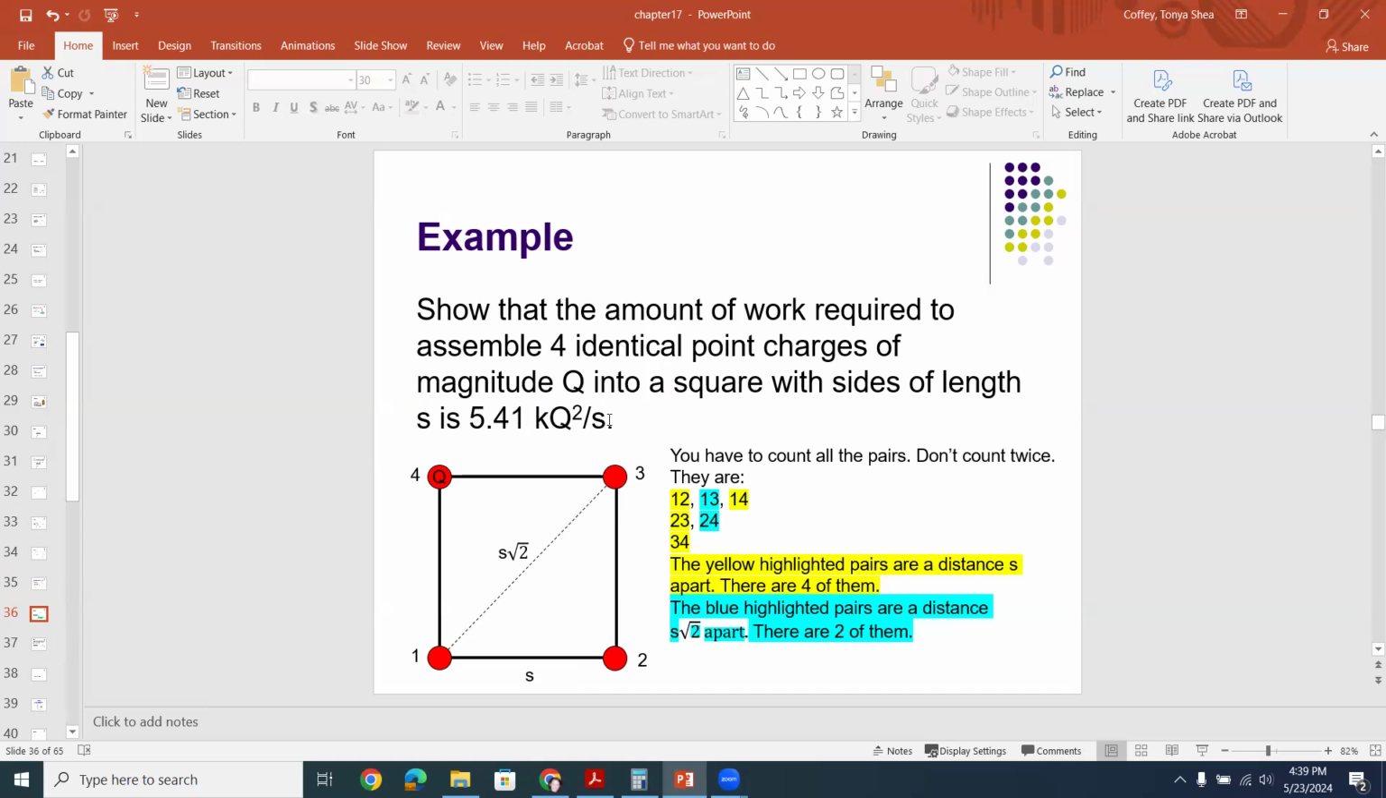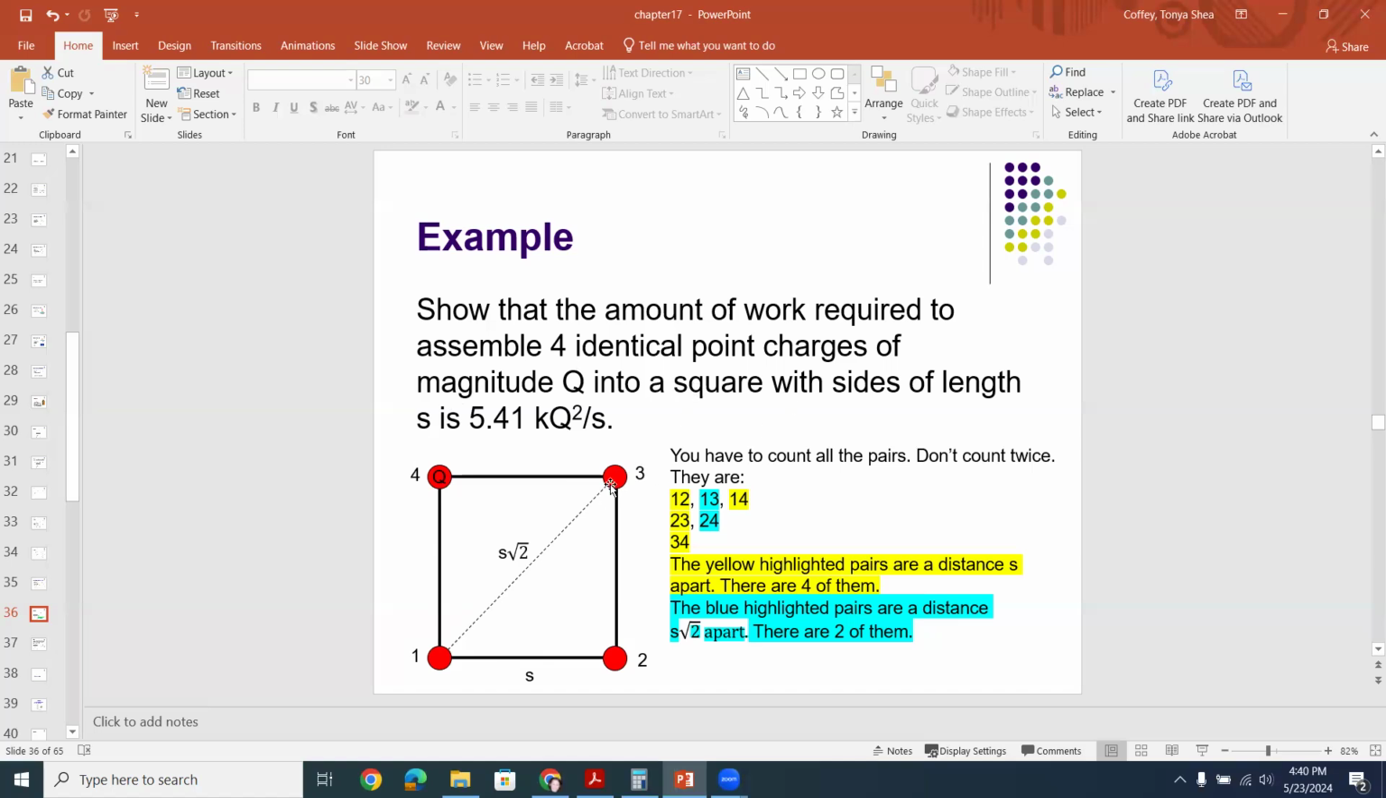Okay, so this is a proof. We're proving that this is the answer. We're showing that it's true. So we've got to find the potential energy for this entire system, because remember, potential energy and the amount of work required to do something, they're equal in magnitude. So we're going to sum up all the potential energies of all these pairs. So you have to count all the pairs. You don't want to count a pair twice.